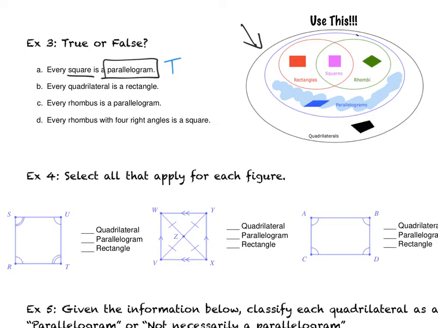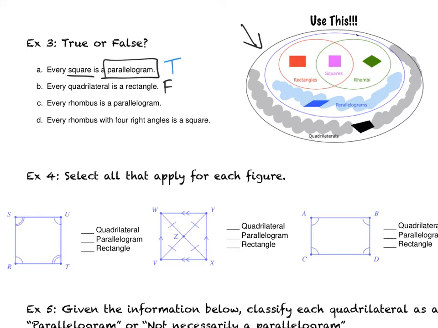Okay. If you look at the next one, it says every quadrilateral is a rectangle. So look at all the quadrilaterals. Everything in the giant circle out here is a quadrilateral. So anything that is inside this big black circle is a quadrilateral. Are all of them rectangles? No, they are not. So therefore, this is a false statement.